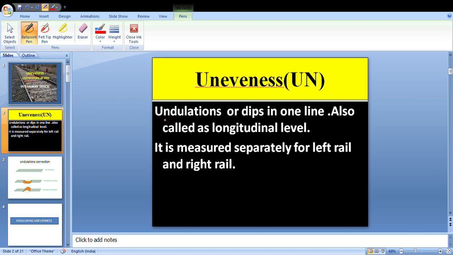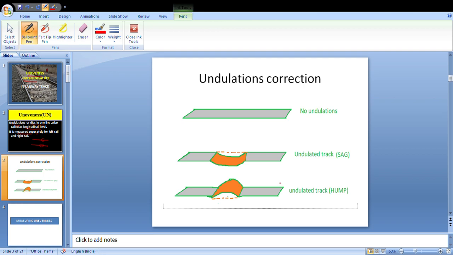Unevenness means undulations or dips in one line, also called longitudinal level. It is measured separately for the left rail and the right rail. Let us say you have two rails like this. Unevenness is for one rail separately and for the other rail separately, but cross level is for both rails.